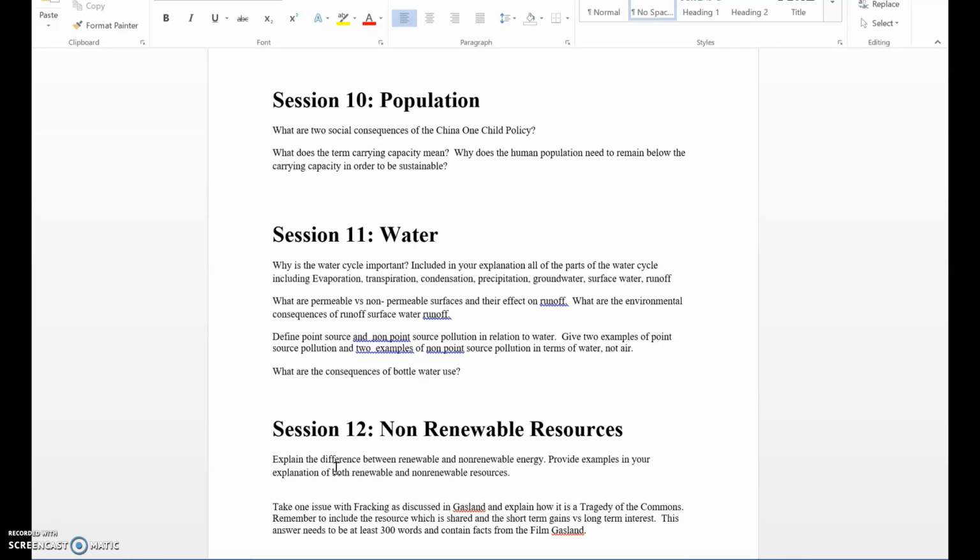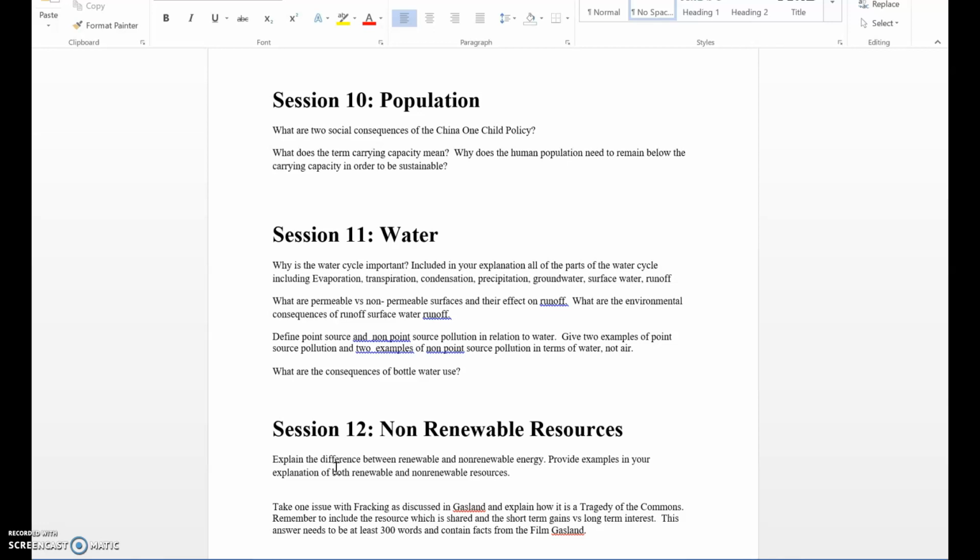The next section is water, which is what we will cover this week. Why is the water cycle important, including your explanation of all of the parts of the water cycle, including evaporation, transpiration, condensation, precipitation, groundwater, surface water, and runoff. And this is included in the chapter on water. So I want you to really make sure you answer why the water cycle is important. Don't just say because it recycles water. I want a good answer there.